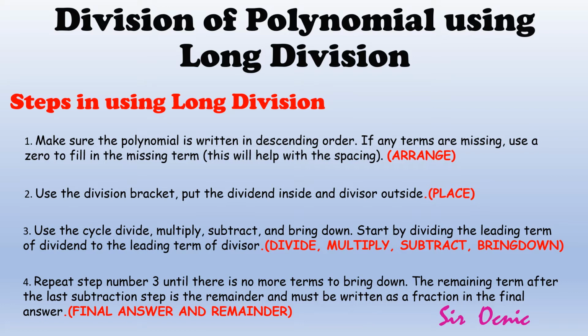Step number 2. Use the division bracket. Put the dividend inside and the divisor outside. Step number 3. Use the cycle divide, multiply, subtract, and bring down. Start by dividing the leading term of the dividend to the leading term of the divisor. Step number 4. Repeat step number 3 until there are no more terms to bring down. The remaining term after the last subtraction step is the remainder and must be written as a fraction in the final answer.